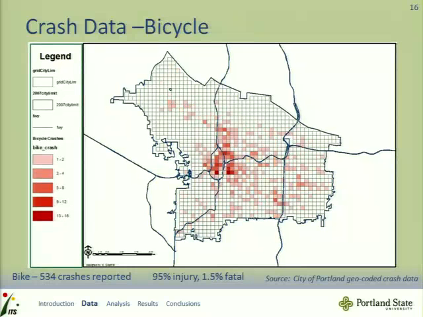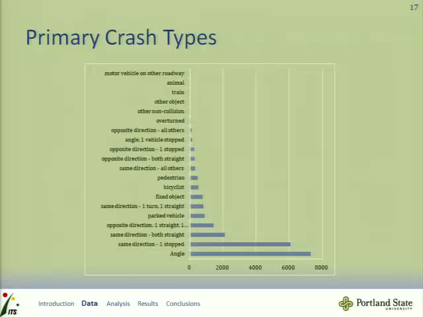Bicycle crashes, there were also more than 500 bicycle crashes in the study. 95% of those involved injury, and 1.5% of those were fatal. Outside of the central business district, they tended to be a little bit more dispersed. And I should mention that Oregon is a self-reporting state, so we only have crash data if a crash is reported. If there's less than $1,500 of damage to a vehicle or neither vehicle is towed, there doesn't have to be a crash report. So we do probably have underreporting on the property damage only crashes.